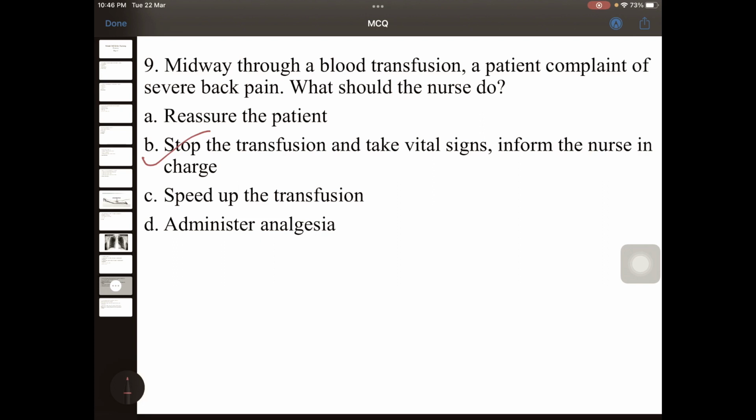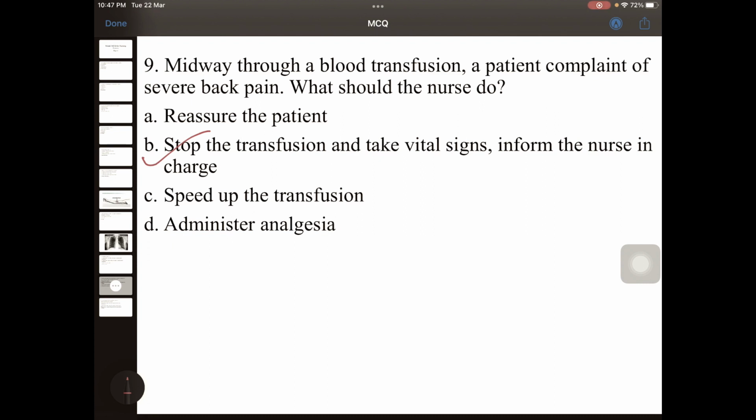Whenever the patient complains during a blood transfusion, we should always stop the transfusion first. Why? Because if the patient's complaint is due to a reaction from the blood transfusion, then by stopping the transfusion we are preventing further reaction. We should always take vital signs before the transfusion so that we know the baseline data of the patient. And if the patient complains of anything during the transfusion, we should stop it immediately and take the vital signs again, so that we know if there are any changes in the vital signs of the patient or not.